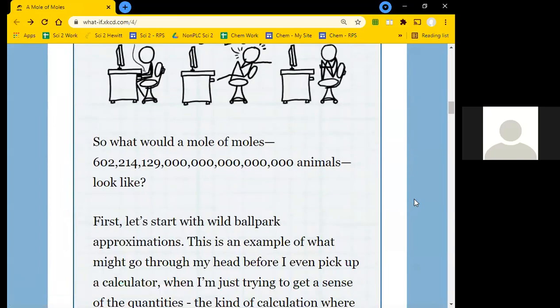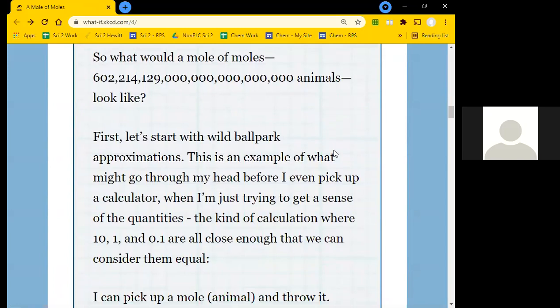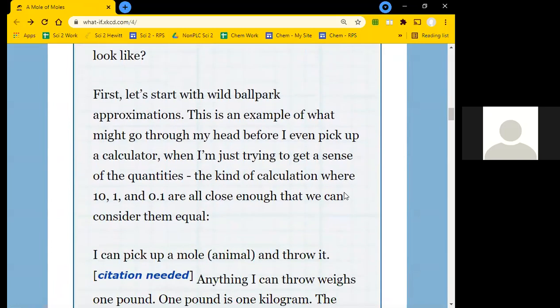So what would a mole of moles, or 6.022 times 10 to the 23rd animals, look like? First, let's start with wild ballpark approximations. This is an example of what might go through my head before I even pick up the calculator, when I'm just trying to get a sense of the quantities, the numbers. Kind of calculation where 10 and 1 and 0.1 are all close enough we can consider them equal.